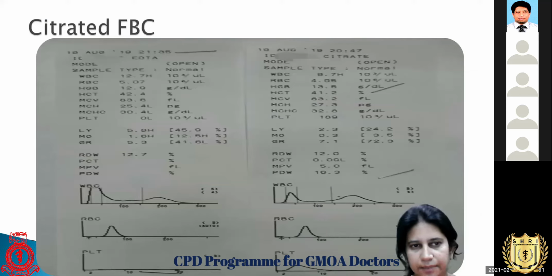So this is another example of citrated full blood count. I hope you can see this is the EDTA sample on this side. You can see the platelet count is 0. And this is again a 3-part hematology analyzer. You have lymphocyte, mid count, and granulocyte. When you repeat the sample in a citrated sample, you get the normal value, 189.